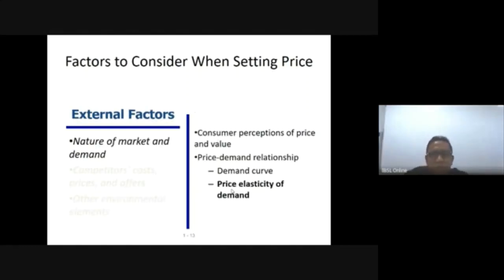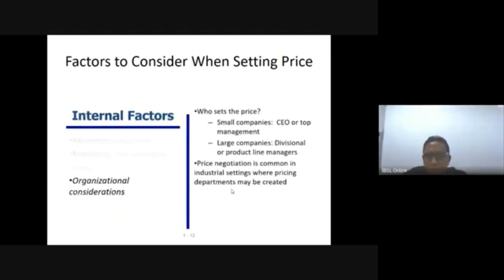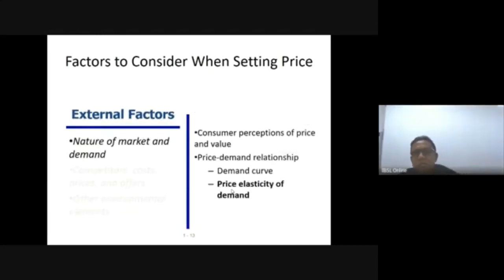Nature of market and demand. Consumer perception of price and value. Because we know for some products, customers have certain perceptions. They think the particular product is high in value, high in benefits. So some customers don't mind paying a high price.